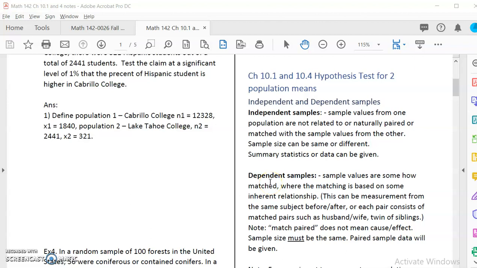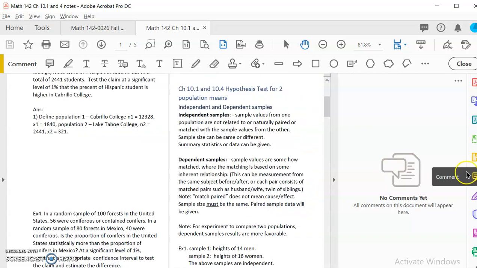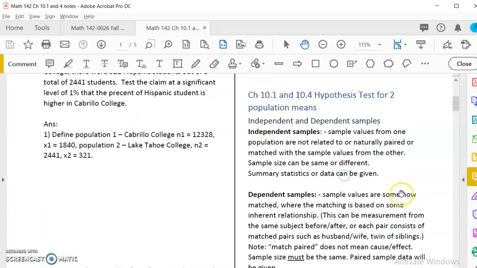Hello, statistics student. This video is for chapter 10.1 and 10.4. We're doing hypothesis tests for comparing two population means. To do the hypothesis test, of course, we would need to collect two samples, one from each population. Just like in proportion, we would compare them using hypothesis test procedures.